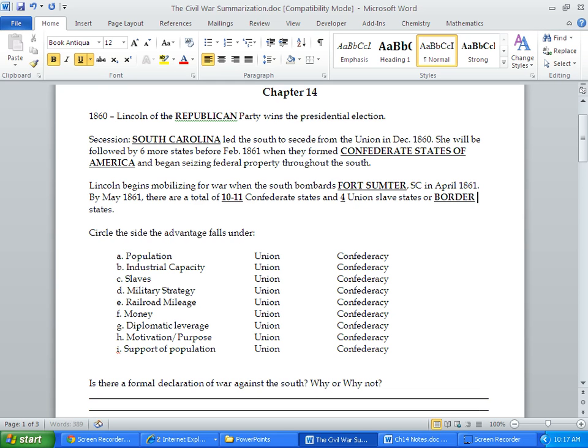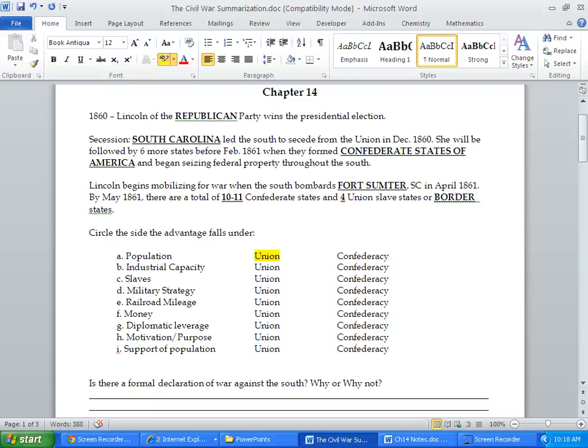All right. Now, when we talk about the advantages of the two sides, I'm just going to go through here and highlight these. But the Union obviously has more people. The Union is going to have 22 million compared to the South's 5.5 million white population. Also, the Union is getting, during this time period, about 800,000 immigrants coming from Germany, Ireland, Sweden, basically the northwestern portion of Europe. All right.